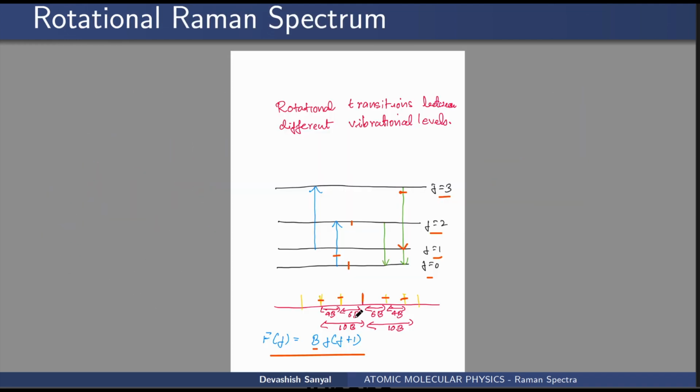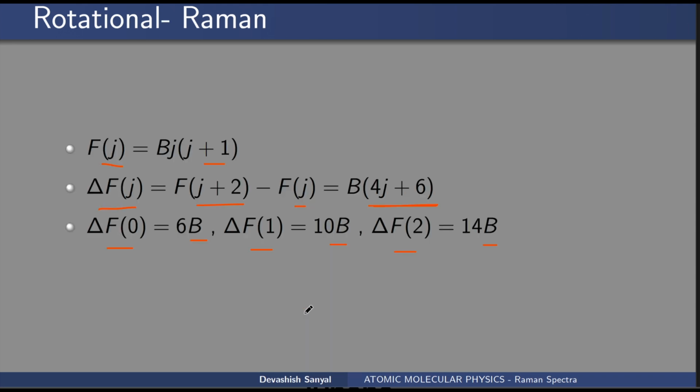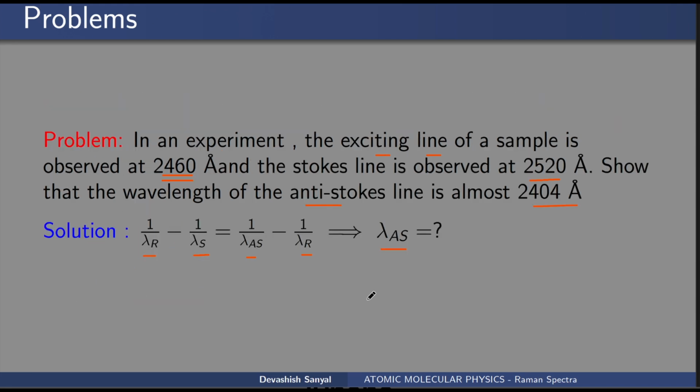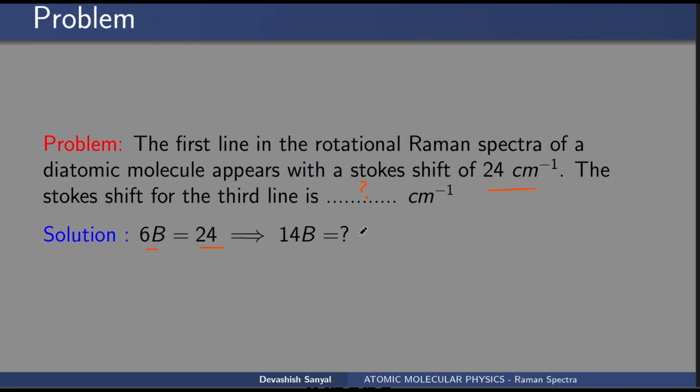And then what is the Stokes shift of the third line? The third line will be first, second, third. So 6 plus 4, and this one is also 4B, so it will be 14B. So we have to find out what is 14B, and from here it's trivial. It should come out to be 56. So we end here. We'll meet in the next lecture, maybe on laser. So thank you.